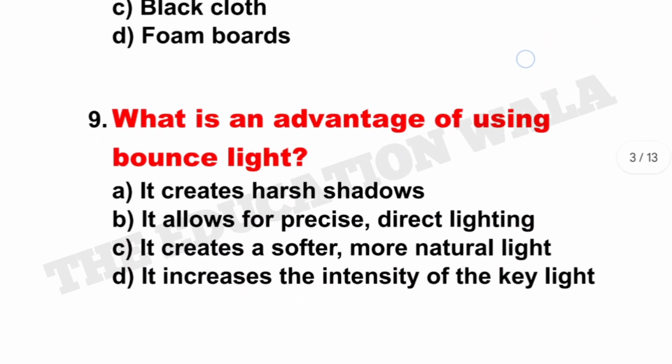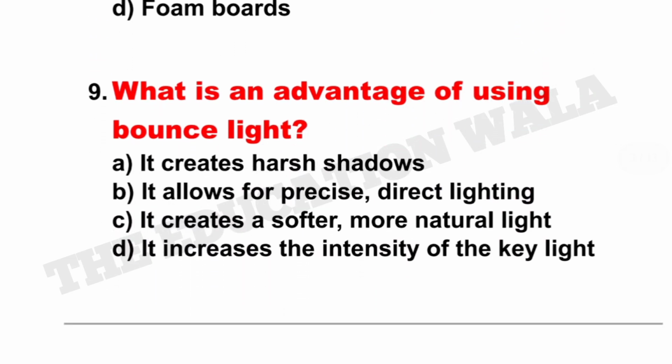Question number 9. What is an advantage of using bounce light? Option A: it creates harsh shadows. Option B: it allows for precise direct lighting. Option C: it creates a softer, more natural light. Option D: it increases the intensity of the key light. Right answer is it creates a softer, more natural light.